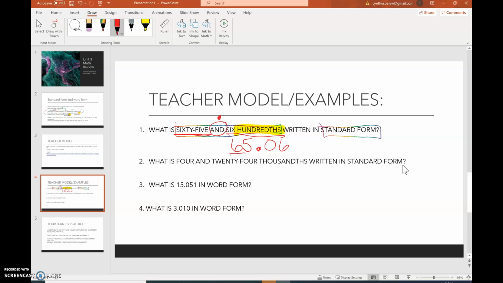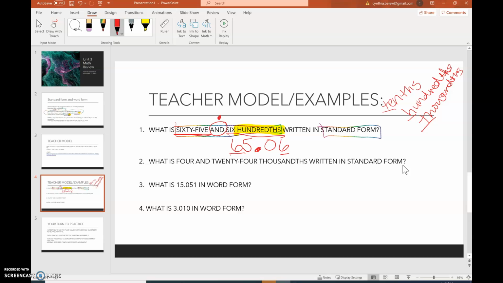65 and 6 hundredths. Remember that it is the tenths, the hundredths, and then the thousandths. We go all the way to thousandths in 5th grade. Tenths, hundredths, thousandths. So what is 4 and 24 thousandths in standard form?